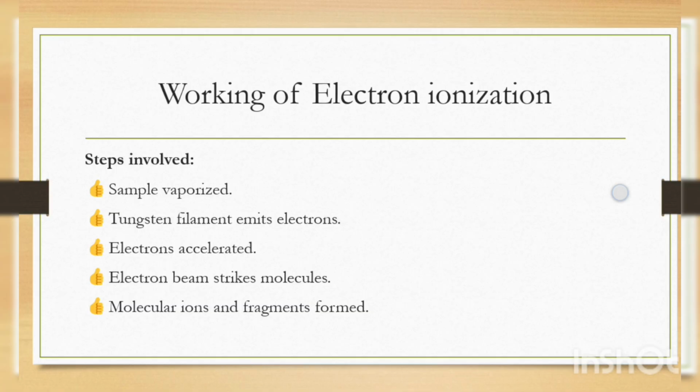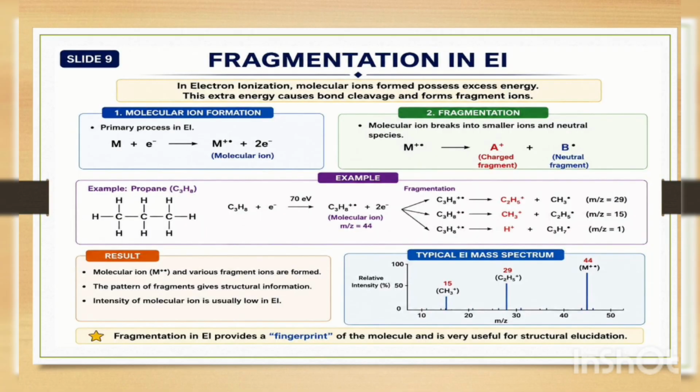And step 5 is ion formation. The collision removes an electron from the molecule and produces a molecular ion. Then fragmentation is the sixth and last step. Because the molecular ion contains excess internal energy, it may break into smaller fragment ions. These ions are then extracted and sent toward the mass analyzer. This sequence is very important for your examination: vaporization, after that electron emission, acceleration, collision, ionization, fragmentation, and analysis.